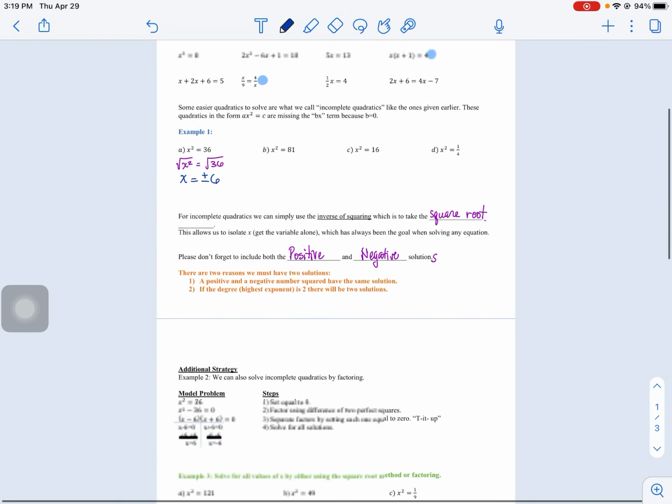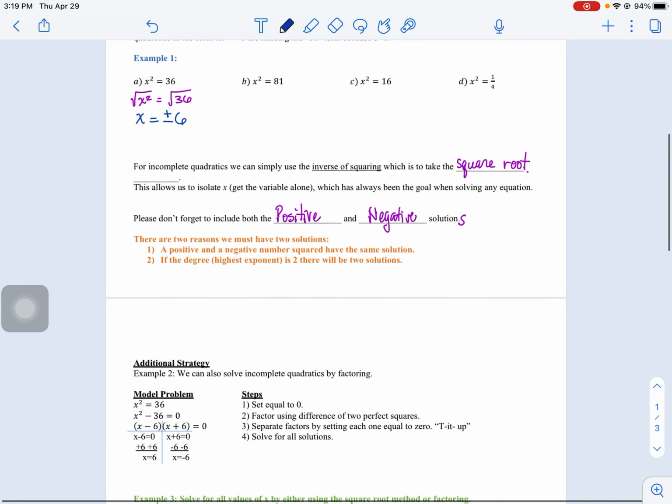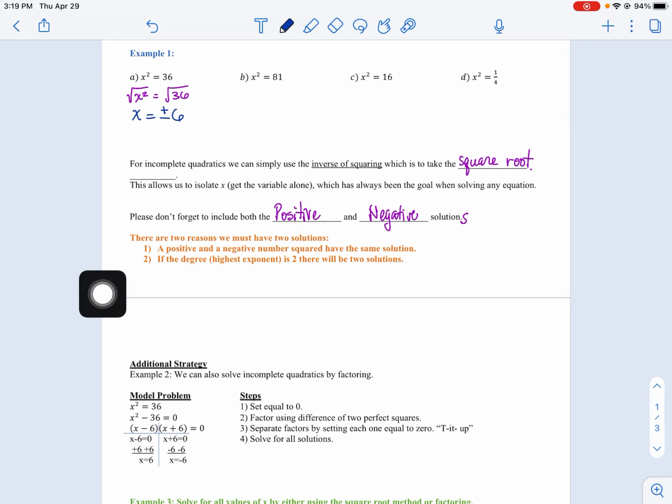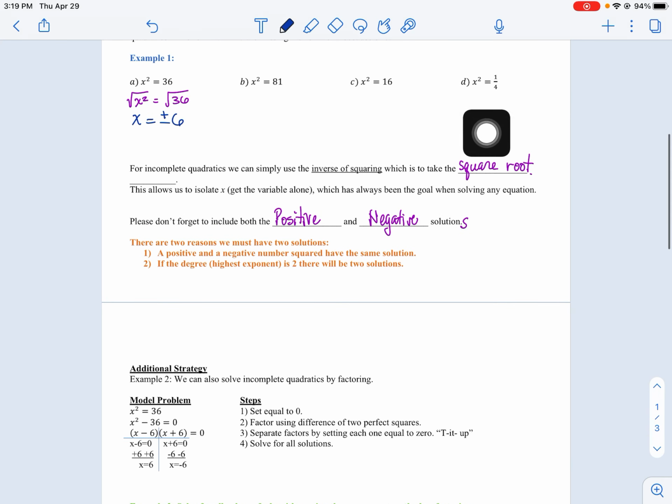You might say, well, what are the benefits? Do I need to know both ways? Okay, let's talk about it. This way is much faster. Many of you will see this way is much faster. However, many people who use this method forget the negative root. So if you're going to remember that the square root of 16 has 2 roots, this way is fine. If you don't remember that, then you might want to use this way.